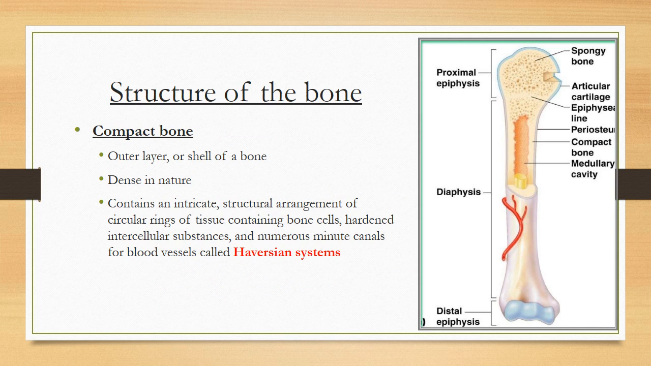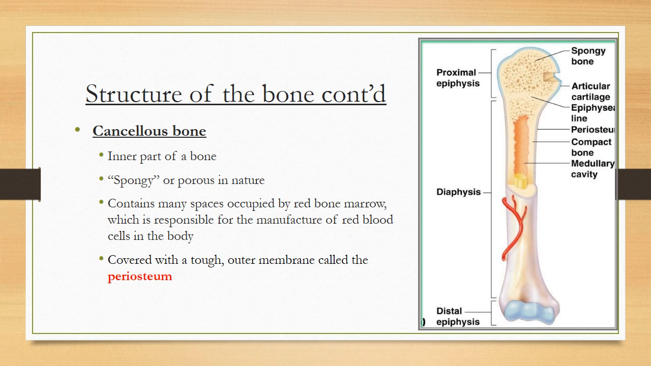Now we'll talk about the structures of the bone. We have the compact bone, which is the outer layer or shell of a bone. It's dense in nature and it contains an intricate structural arrangement of circular rings of tissue containing bone cells, hardened intercellular substances, and numerous minute canals for blood vessels called Haversian systems. And we'll see the differences.